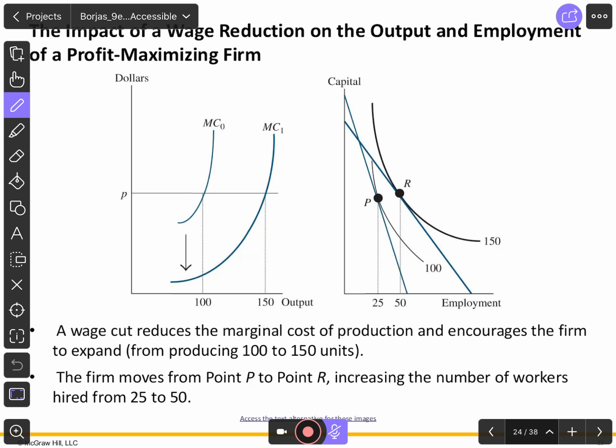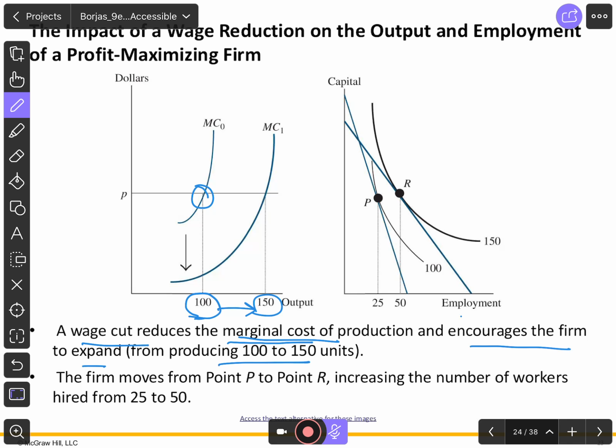Now the effect of the wage reduction on output and employment for a profit maximizing firm. We already said that in order to decide how many units to produce, they look for the point of intersection between marginal cost and the price. Here, for example, it is 100 units. However, if there is a wage cut, then the marginal cost of production decreases, and this encourages the firm to expand. Marginal cost of production is simply how much you are paying for the additional worker. You are paying less because wages are getting lower, and this encourages the firm to expand production from 100 to 150.